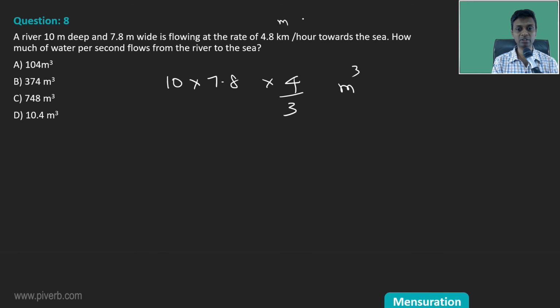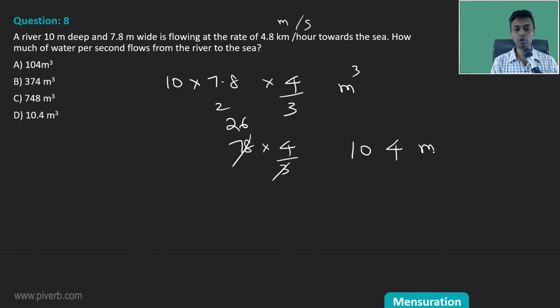Convert this into meters, convert this into seconds, get that value, multiply by the volume of that cuboid, the answer we are looking to find. 78 into 4 by 3, 26 into 4, which is 104 meter cube. Just this answer.